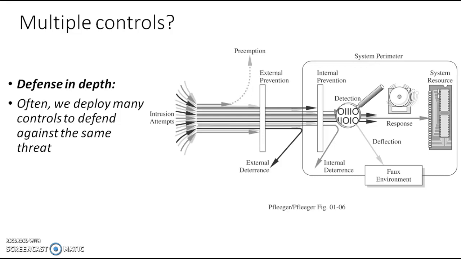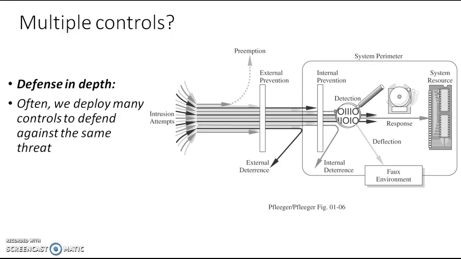The first thing you can see is the external prevention. You can see a block or a wall which is preventing intruders from entering the system. Okay, and after that you have external deterrence. Okay, the big block in which the system is residing, on the right hand side, the system resource is residing.